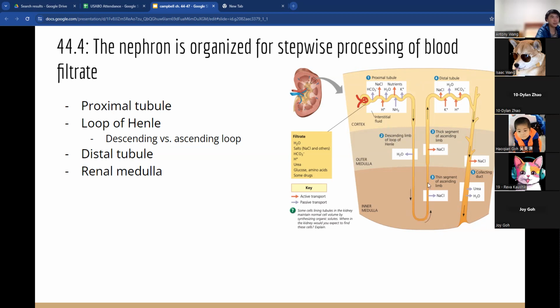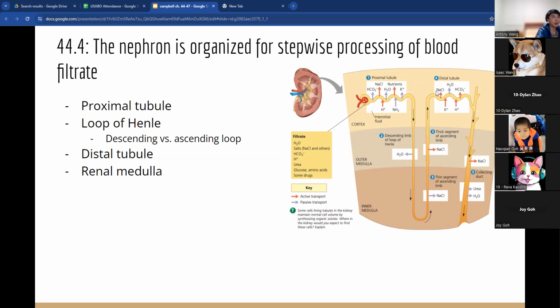Then as it goes up, it starts losing the salt. But because the outer environment is getting less and less concentrated because you're going up, you keep on losing salt passively until you get to the point of the thick segment where you have to pump out salt actively, right? And then you keep going.